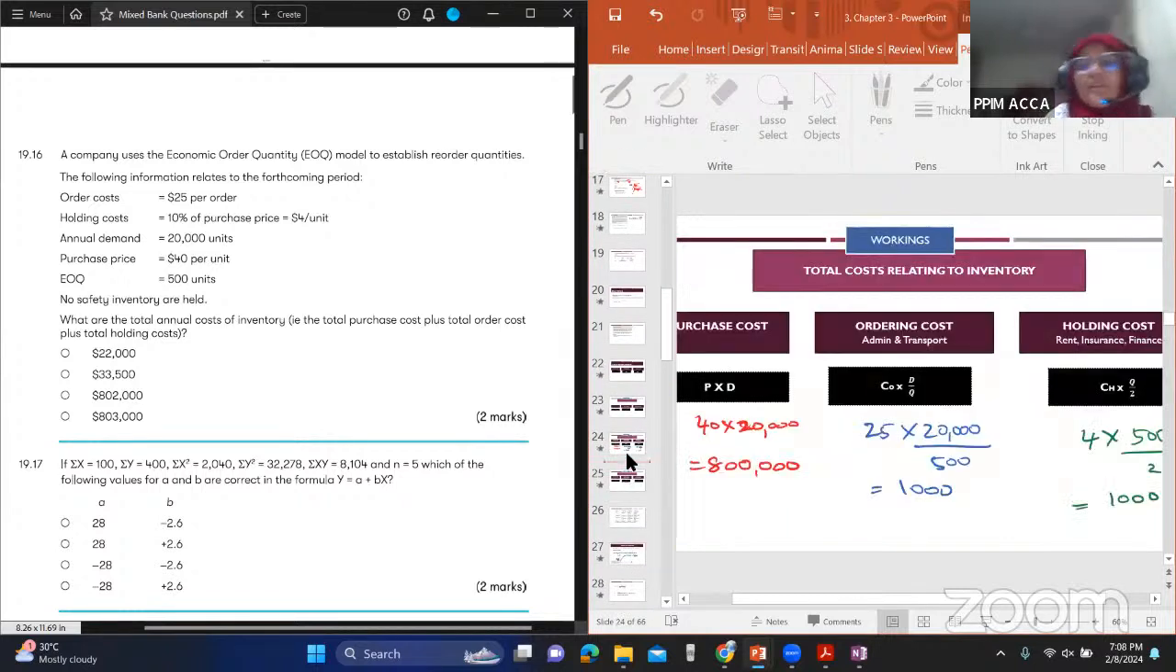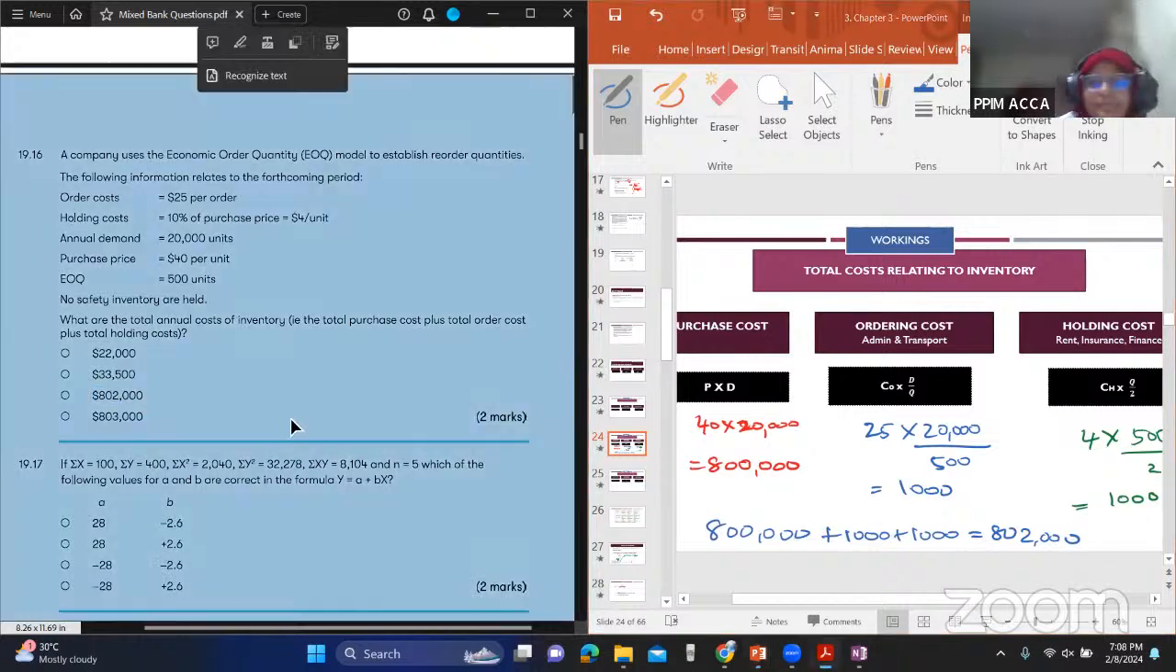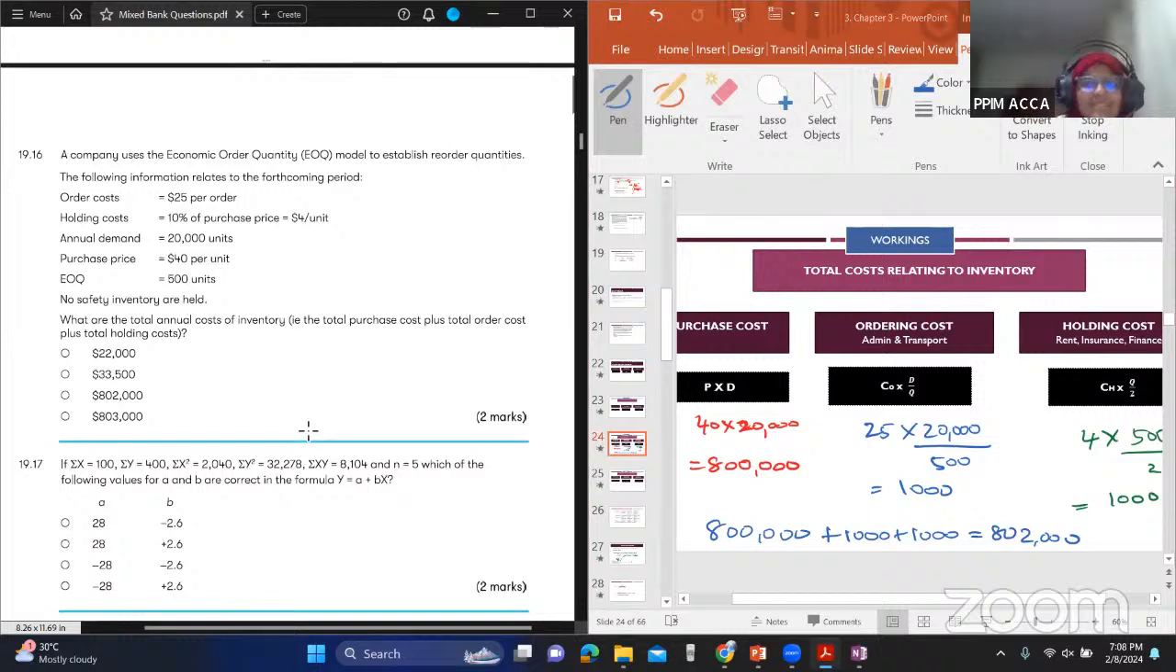Right. So now if you want the total inventory cost, it's a very simple thing after this. Add the three together: 800,000 plus 1,000 plus 1,000. That will obviously be 802,000. So the answer will be C. You can see if you have your equations in place, it's simple. Only if you have the equations in different places will you get confused about what figure to put where.